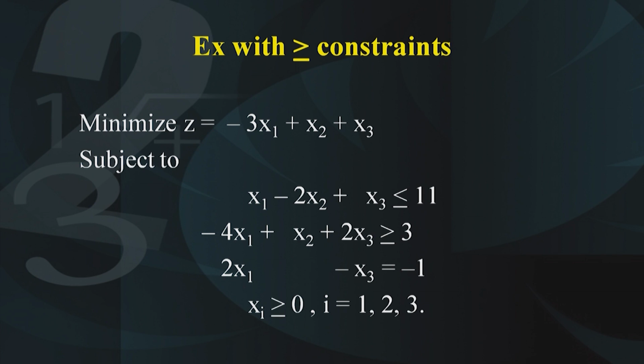The first constraint is x1 minus 2x2 plus x3 less than or equal to 11. The second constraint is minus 4x1 plus x2 plus 2x3 greater than or equal to 3, and the third constraint is twice x1 minus x3 is equal to minus 1. All the xi's, that is x1, x2 and x3, should be greater than or equal to 0.